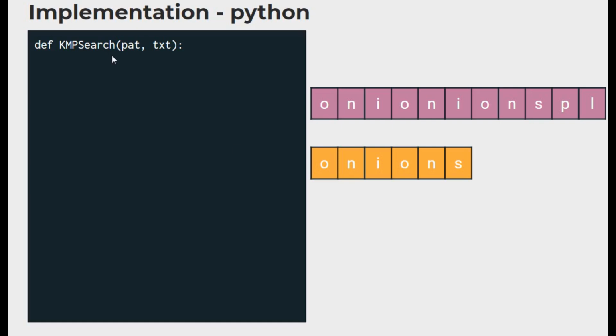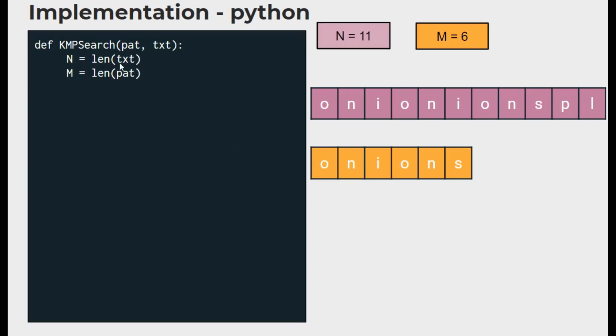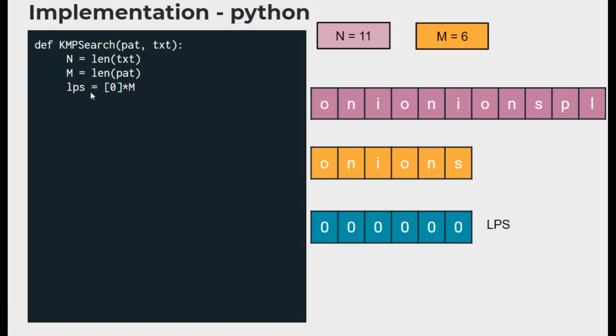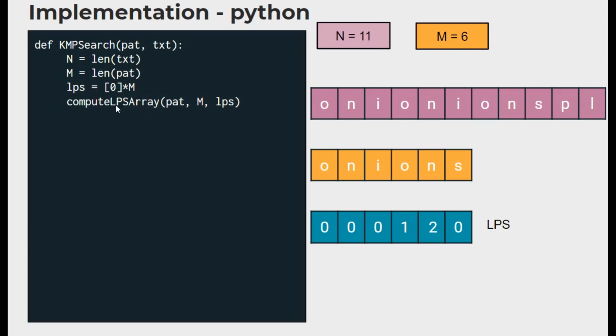For the search function, we receive the pattern and the text as the parameters. First we compute the length of the text and store it in N, and then the length of the pattern is stored in M. We need to compute this LPS array. It should be of same length as the pattern. So we are initializing it with M zeros. We make use of a separate function to calculate the LPS. Let's get to the implementation of this function later in the video. First, let's finish off this search part.